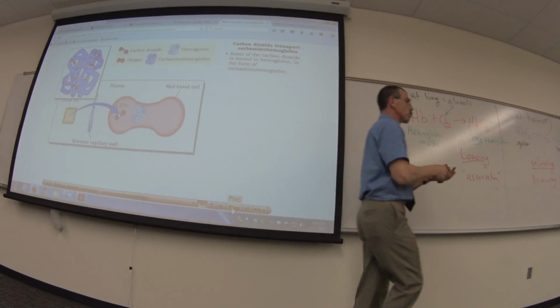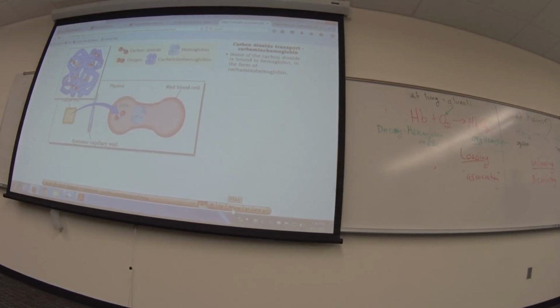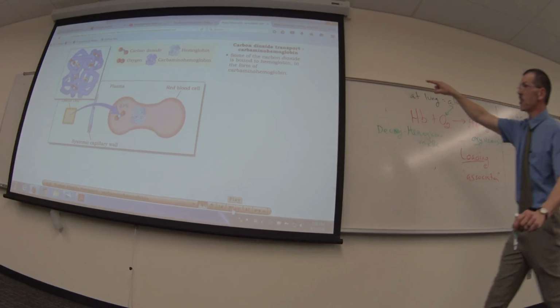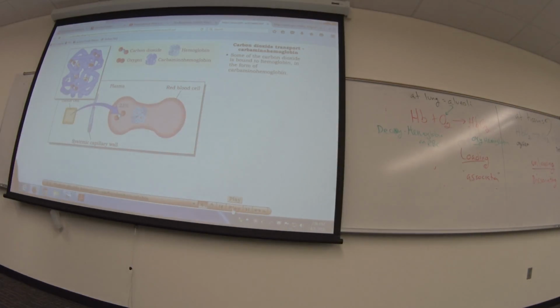So let's write that one as number 2. Step number 2, I'll play it one more time. There's an equation that appeared right here. So we're going to write that equation down. Carbaminohemoglobin is formed. Boom, that one. That's our level 2.